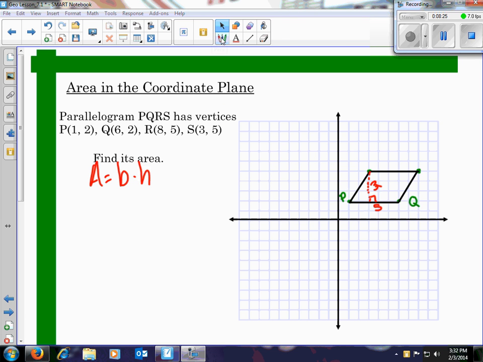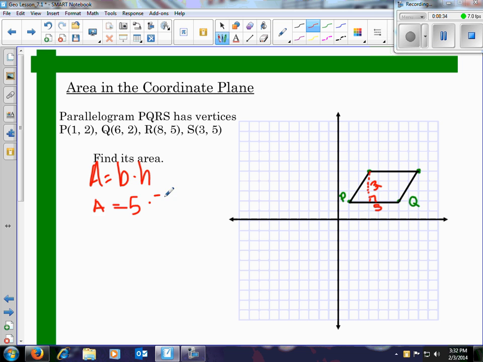Okay, so now I'm going to have area equals our base, which is 5, times our height, which is 3. So our area is going to be 15 units squared.